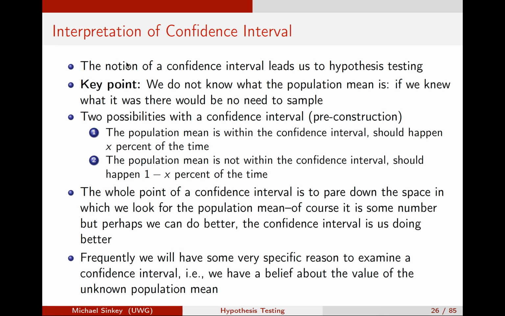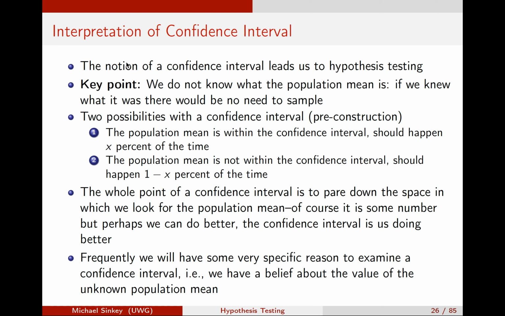But what it does mean is that if I consistently sample in the same way from the population and I look at a set of confidence intervals, X% of the confidence intervals in that set should contain the population mean.